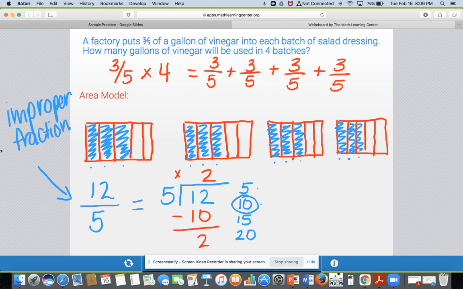So you're going to use these numbers to help you write your mixed number. Your number that you put on top is your 2, because 5 went into 12 evenly 2 times. However, the remainder that you got becomes your numerator. That's how many you have left over. And then your denominator just stays the same. You're still working with fifths. So in the end, 3 fifths times 4 is equivalent to 2 and 2 fifths.